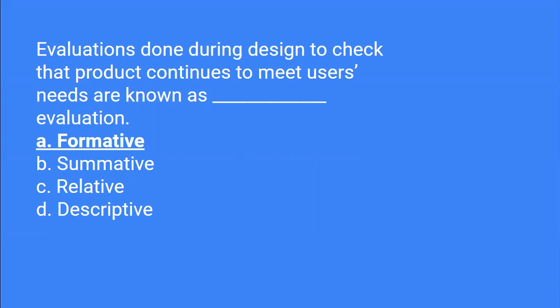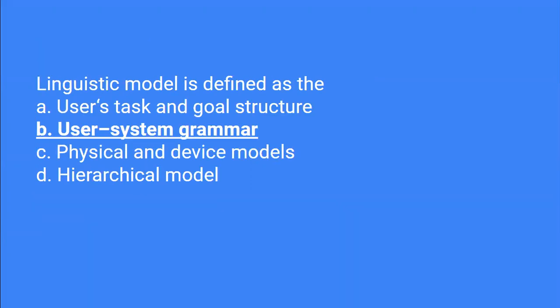Evaluation done during design to check that the product continues to meet users' needs is known as formative evaluation. Linguistic model is defined as: the options are user's task and goal structure, user system grammar, physical and device models, hierarchical model. The answer is user system grammar.